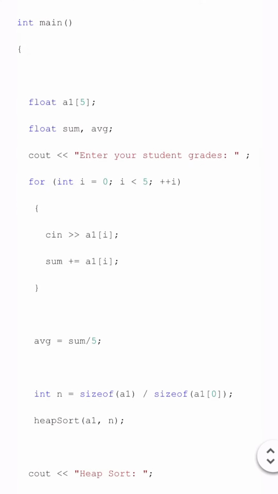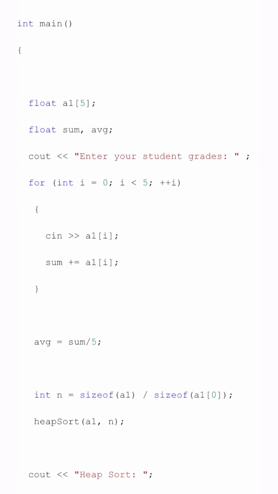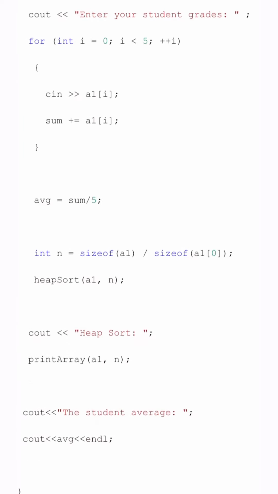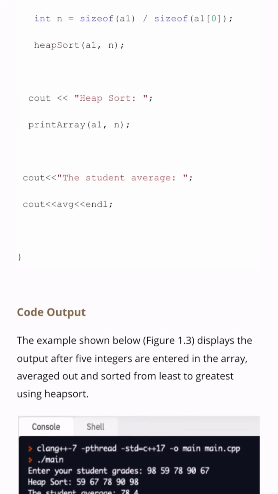Here in our main, we will initialize the array size and prompt the user to enter the 5 elements. We will then take the 5 elements and put them into the array named A1, while at the same time finding the sum of the array. We will then take the sum divided by 5 to calculate the average, call the heap sort function to sort the array elements, and output the new sorted array. We will also output the new average. Here below, we have an example of the code output.